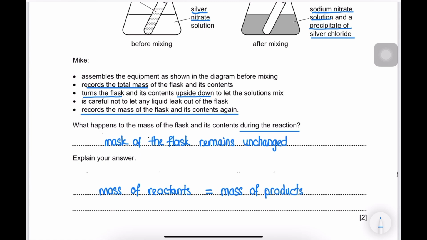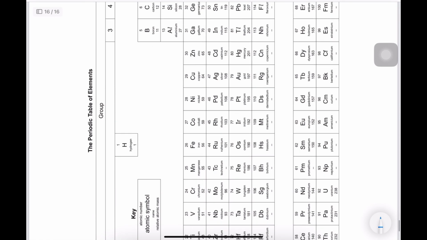And that brings us to the end of the Cambridge Lower Secondary Checkpoint Science past paper. I hope this walkthrough helped you understand the key concepts and solutions.